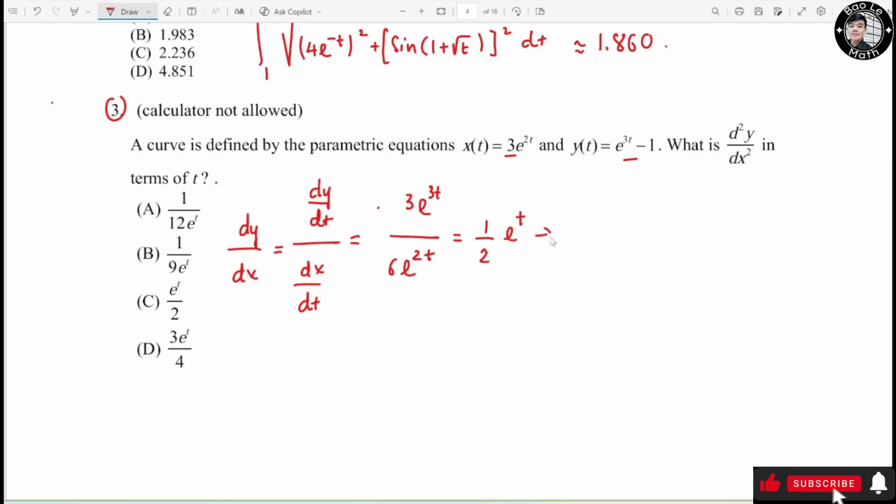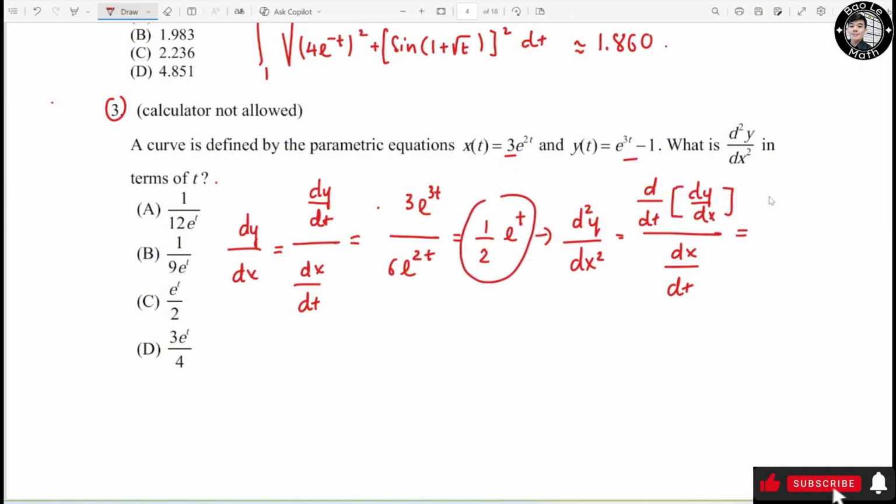Now we're going to check the second derivative. So we have d squared y divided by ds squared. It's going to be d over dt of dy divided by ds, divided by ds over dt. Now the derivative of this one with respect to t is going to be itself, right? So we have 1 over 2e to the t divided by the derivative of s with respect to t, which is going to be 6e to the 2t, right?